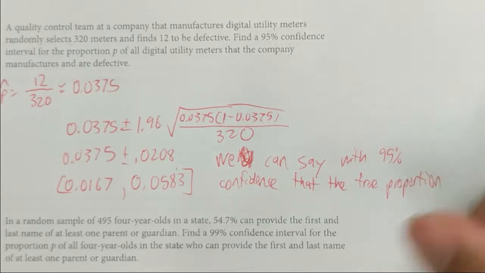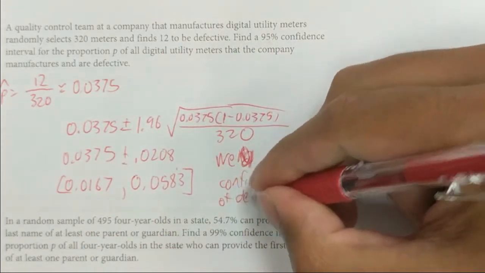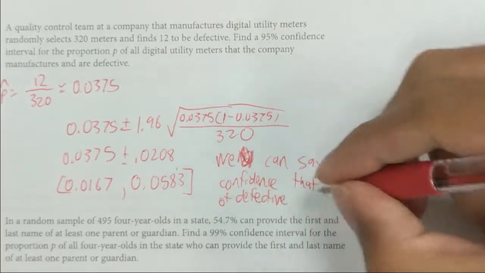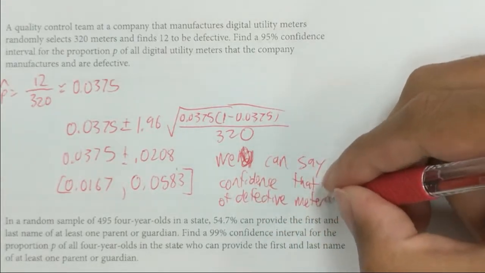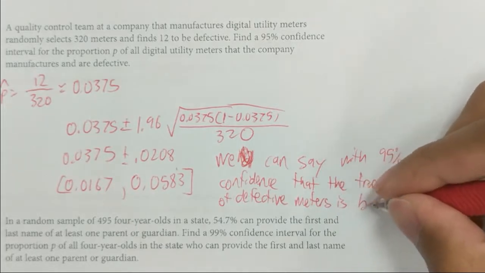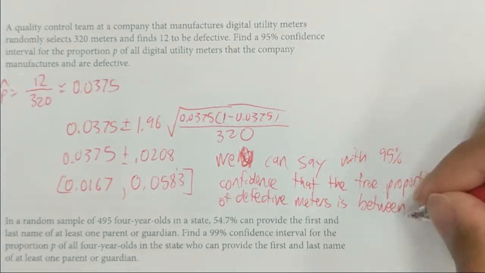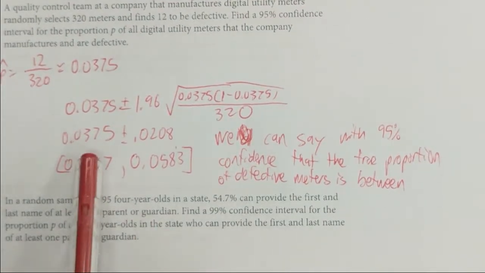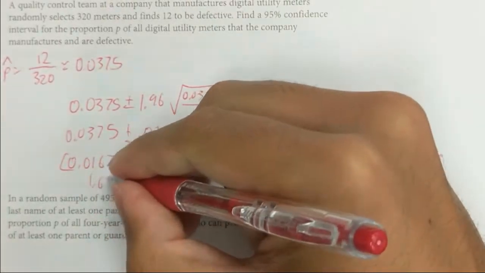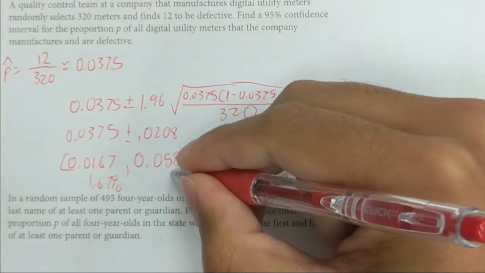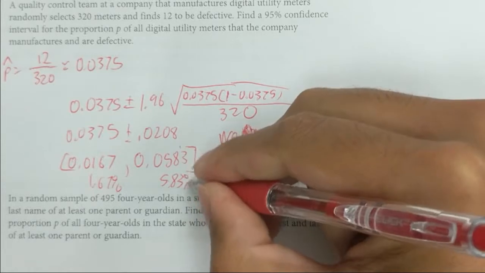Okay, so what do these numbers represent? We're measuring how many are defective. So I'll just convert them back to percent form. This would be 1.67%, and this would be 5.83%.